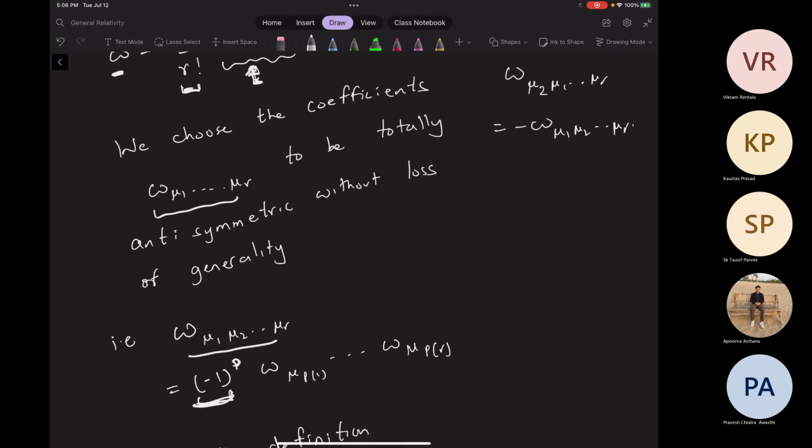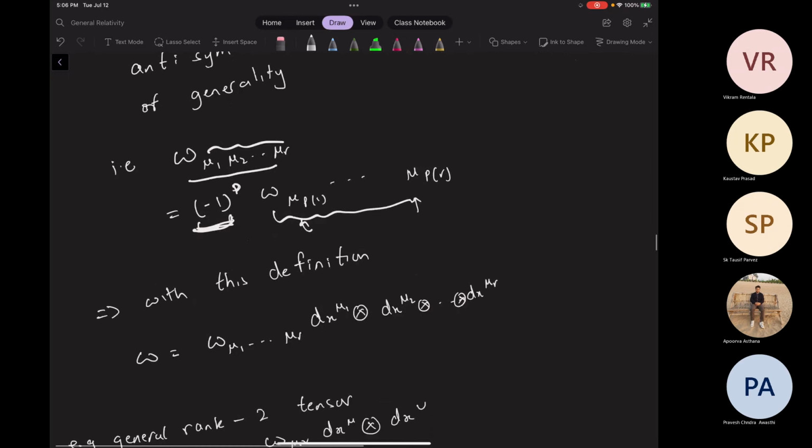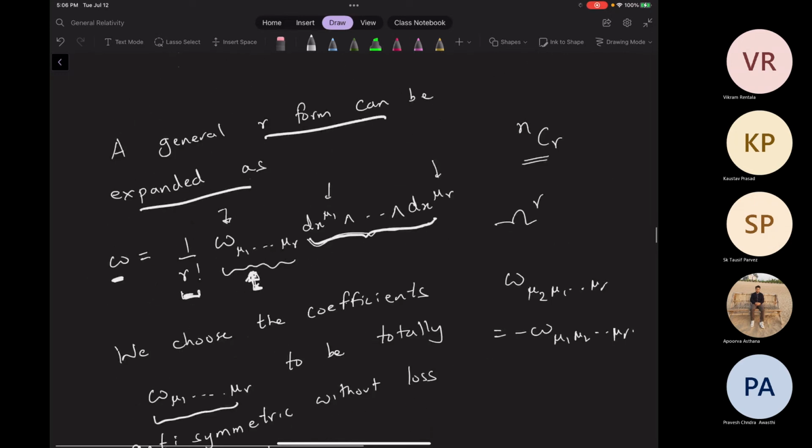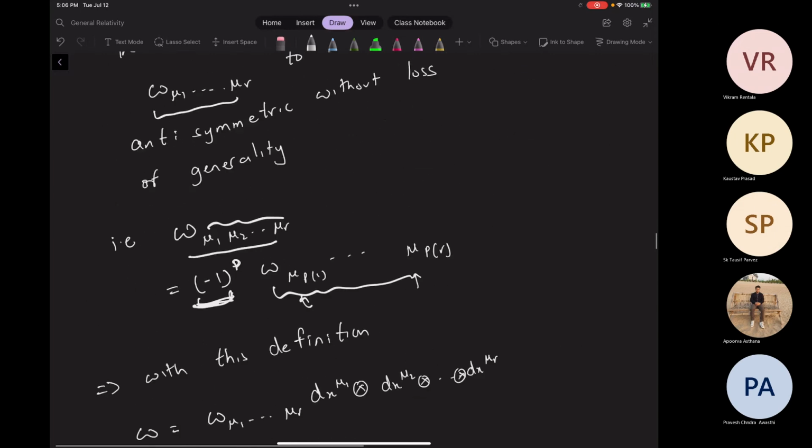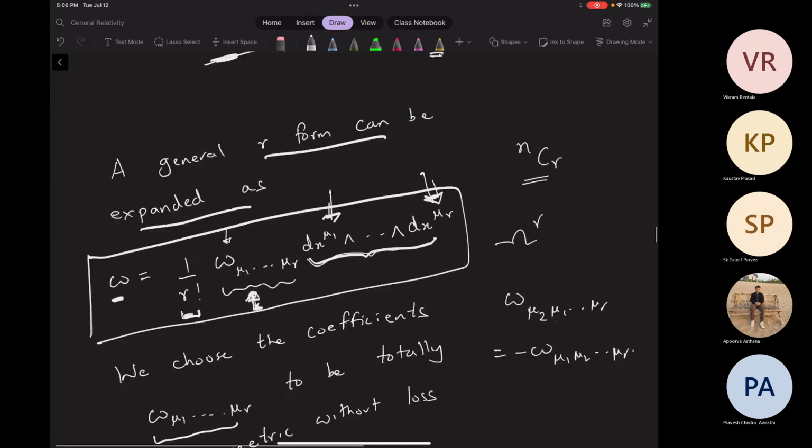This is the sign of the permutation, where I exchange these r indices by shuffling amongst themselves using some particular permutation. Okay, so if I choose this definition, you can see that now if I expand out this wedge product using tensor product, we've seen that this is expanded out using a fully anti-symmetric combination of these tensor products. So this is dx mu1 tensor dx mu2 tensor dot dot dot tensor dx mu r.